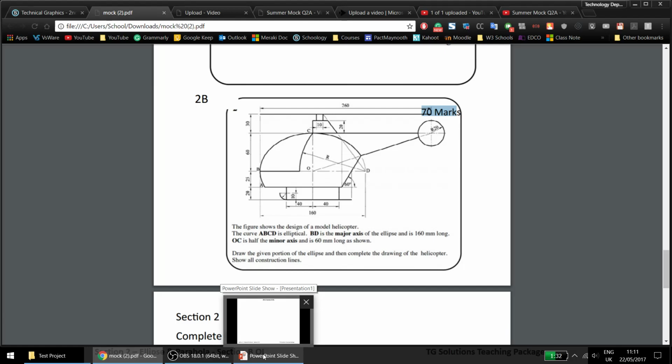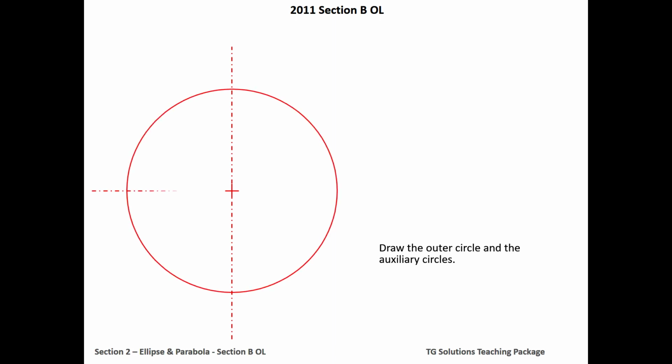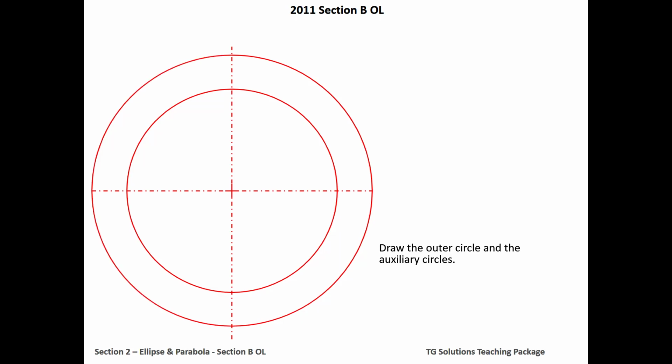Now we're going to go through and have a look at the animation and how we're going to draw this question. Step one is always start with your ellipse. Draw the outer circle and the auxiliary circles. That's pretty simple. We pick a point, probably in the center of our page, as the center point of our ellipse, and draw our major auxiliary circle and then our minor auxiliary circle. When we've got that done, we're going to locate the points on the semi-ellipse.